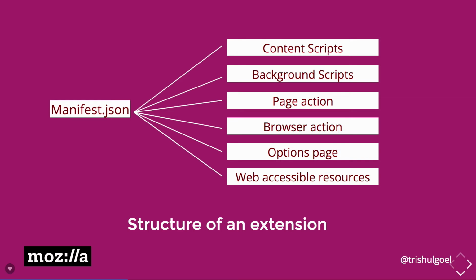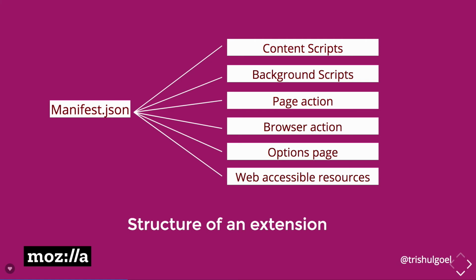So this is basically the framework which we'll be using for web extensions. I know it's a bit verbose, but the learning curve is small though. So there's a manifest.json file. It is basically the file which has the metadata of the add-on. Then we have content script, background script, page action, browser action, options page, and some web accessible resources.